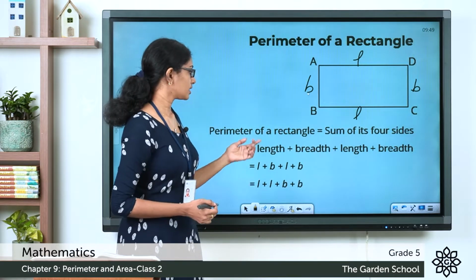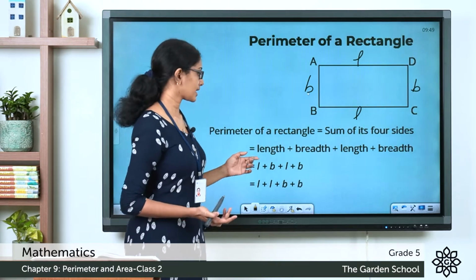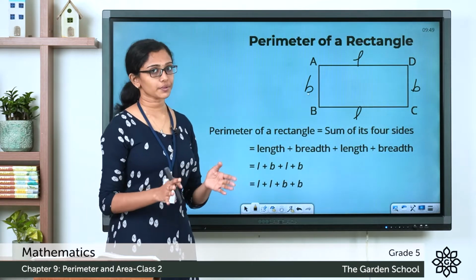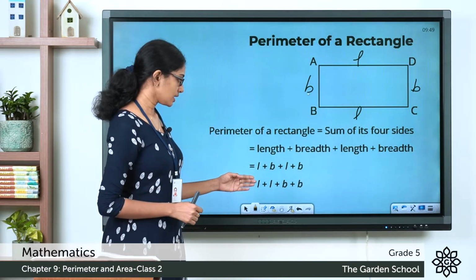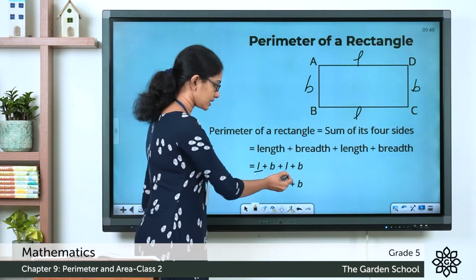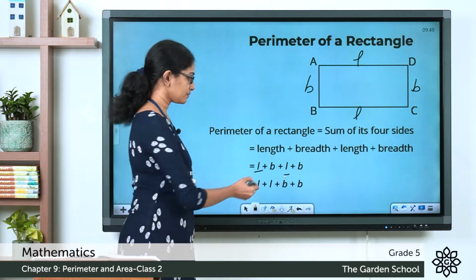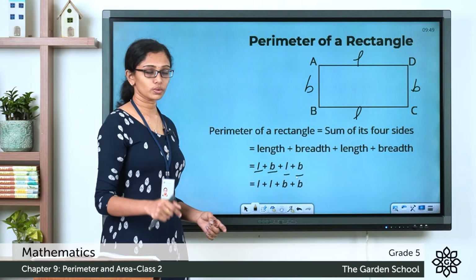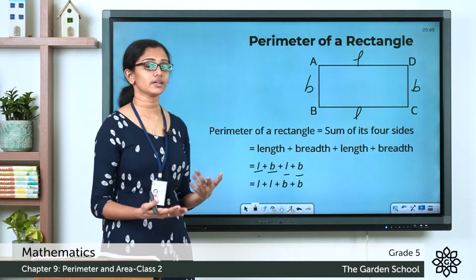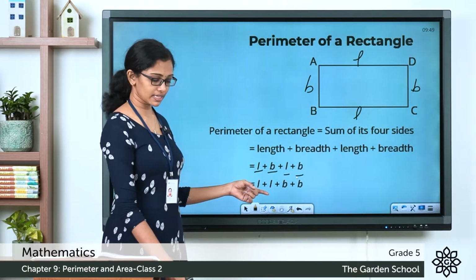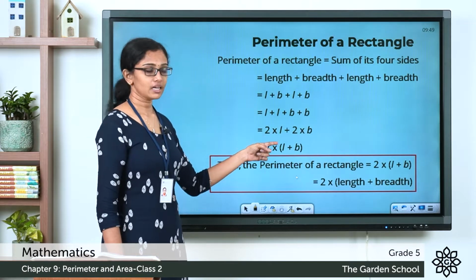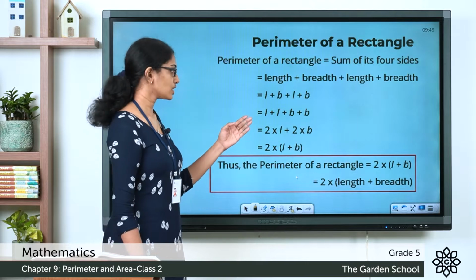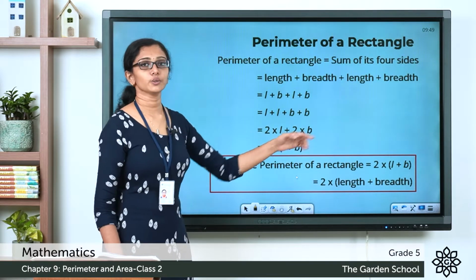Now, see, the length is L and the breadth is B, so it is L plus B plus L plus B. Just rearranging the dimensions, writing the lengths together: length plus length plus breadth plus breadth. Here, length is added 2 times and breadth is also added 2 times. So, we can write L plus L as 2 times L, and breadth plus breadth as 2 times B. So, that is 2 into L plus 2 into B.